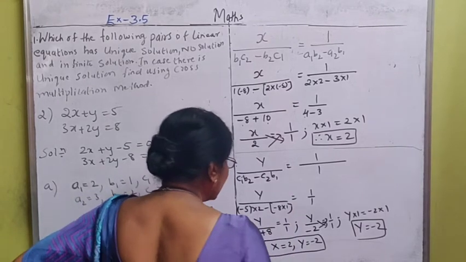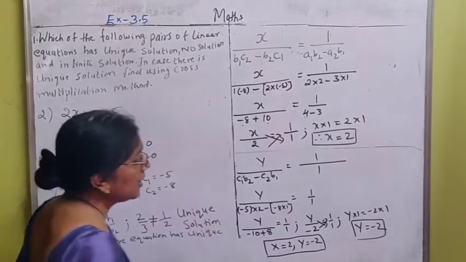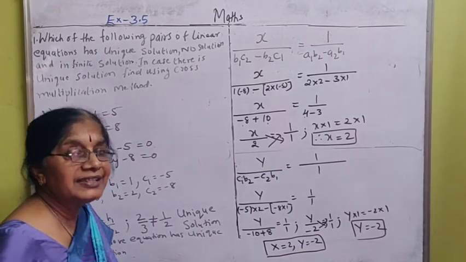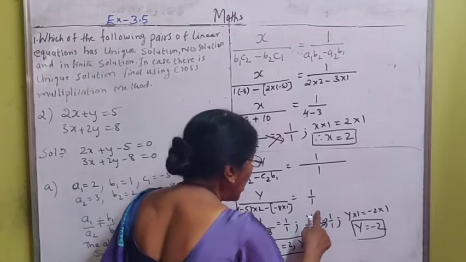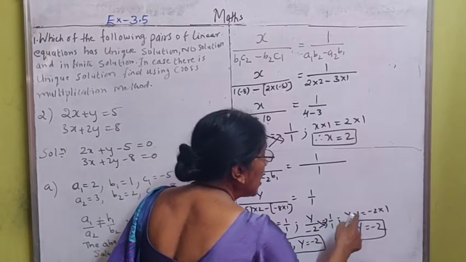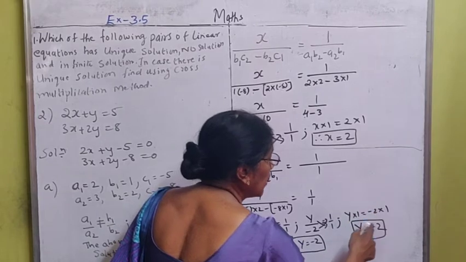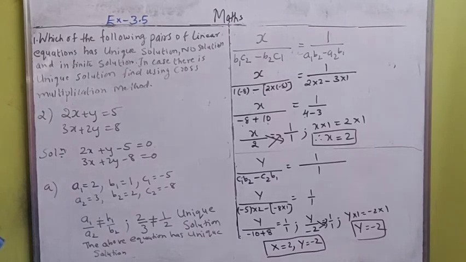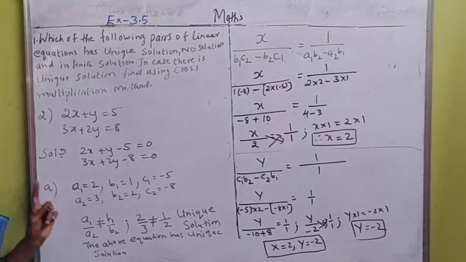So what we will do? Minus 10 plus 8. 10 is a bigger number and the sign is minus, so subtract and keep the minus sign. 10 minus 8 is how much? Minus 2. So y divided by minus 2 is equal to 1 by 1. Cross multiply: y into 1 is equal to minus 2 into 1. So y is equal to minus 2. So you got the answer: x is equal to 2, y is equal to minus 2. So only for a unique solution you have to use the cross multiplication method.